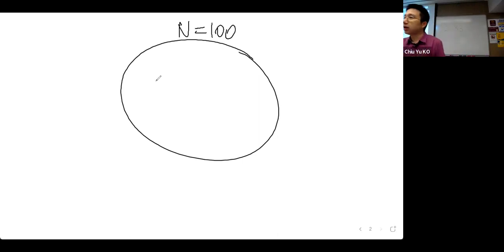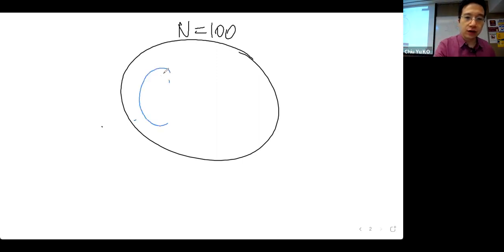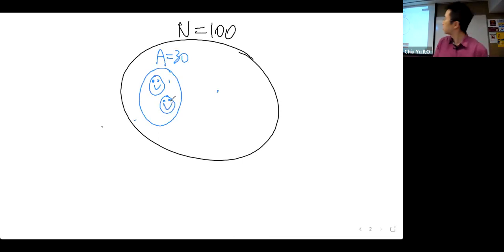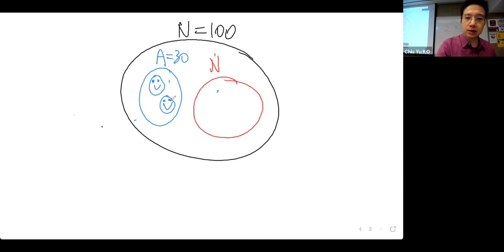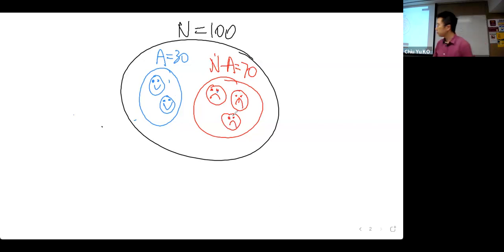And the client tells you 30 objects are good. They said 30 of them are good because A is 30, they're good. So you have smiley for this 30. And that means that N minus A is 70. 70 of them are bad. Your job as an auditor is to try to verify his claim. How do you do that?